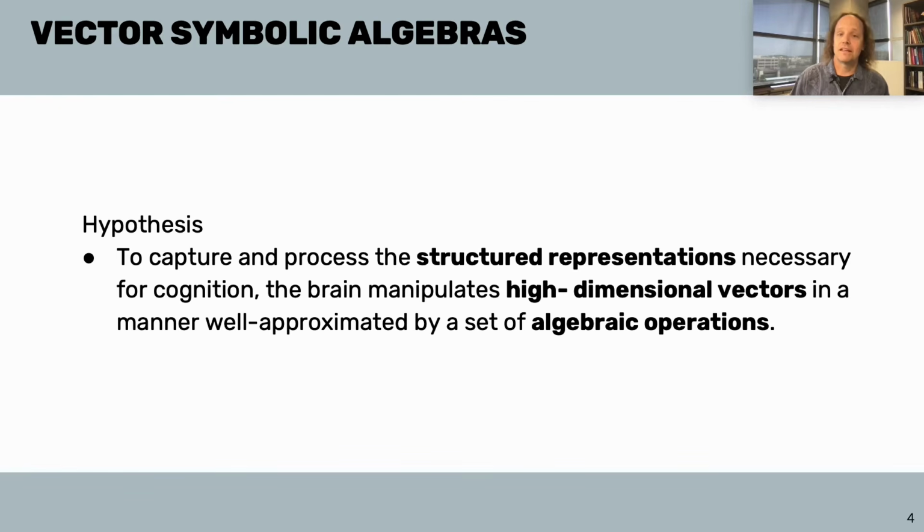The approach we'll be taking in order to do this consists in adopting what is called a vector symbolic algebra, or VSA. VSAs may not be familiar to many of you, but essentially we're starting with the following hypothesis. In order to capture the kinds of structured representations required for cognitive tasks, like the ones I just mentioned, the brain manipulates high-dimensional vectors in a way that is captured by a set of algebraic operations. Of course, if you pick different operations, then you're picking a different VSA. So a good VSA will be one that supports the kind of cognitive operations that we see in people.